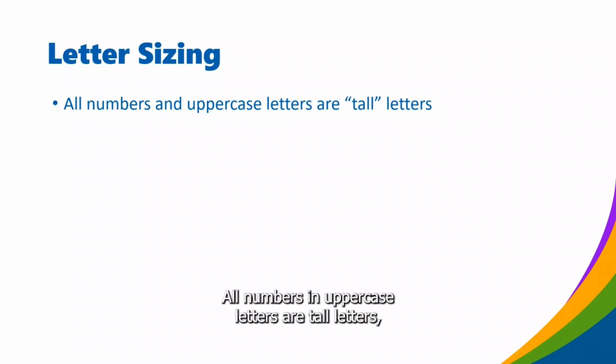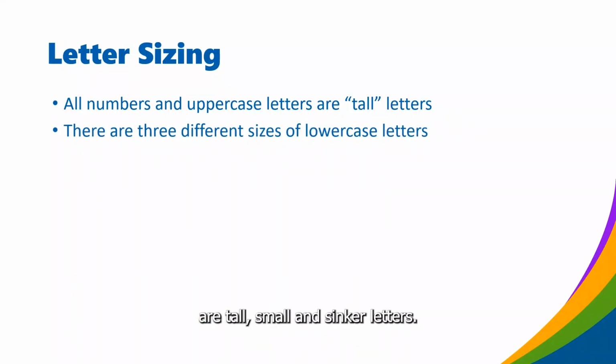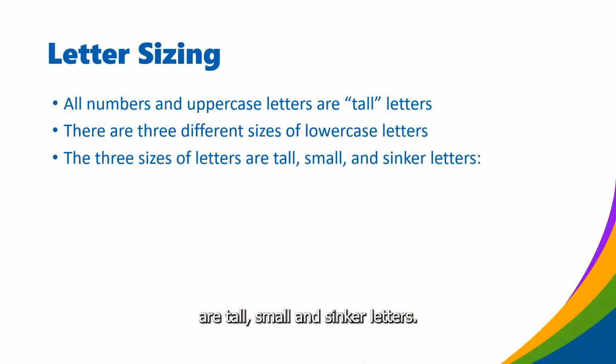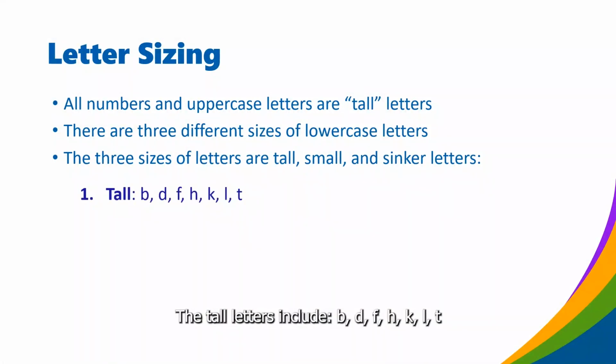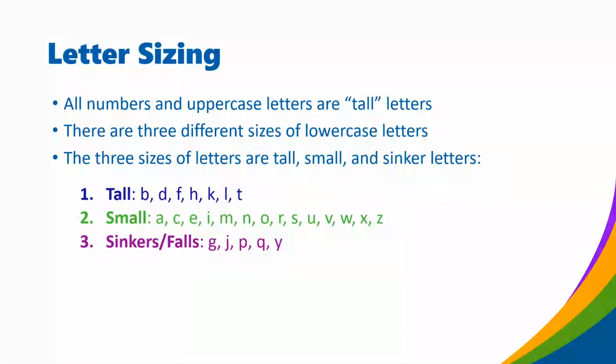All numbers and uppercase letters are tall letters, but there are 3 different sizes of lowercase letters. The 3 sizes of letters are tall, small, and sinker letters. The tall letters include b, d, f, h, k, l, t. The small letters include a, c, e, i, m, n, o, r, s, u, v, w, x, and z. The sinkers or fall letters include g, j, p, q, and y.